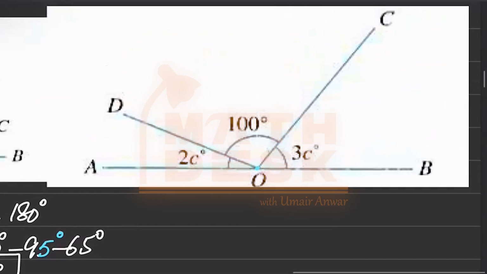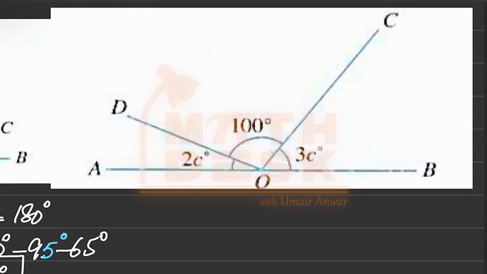Moving on to the next part, again we have a common vertex over here, O, where three angles, 3C, 100 and 2C are being formed. Between every two angles, one of the arms is common, so they are adjacent angles. Again, this arm is common between these two angles and these are also adjacent angles.